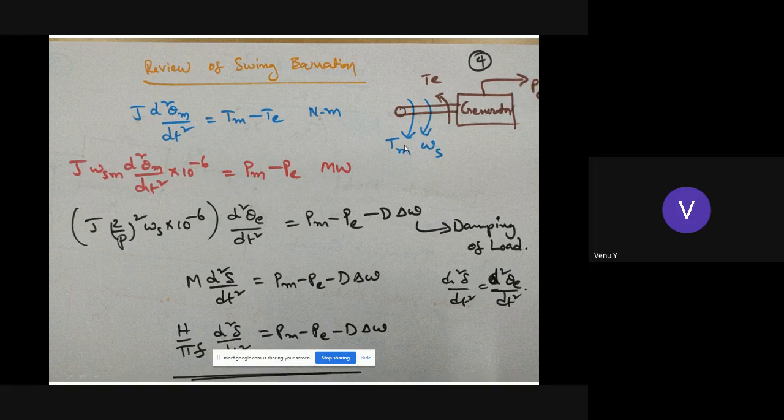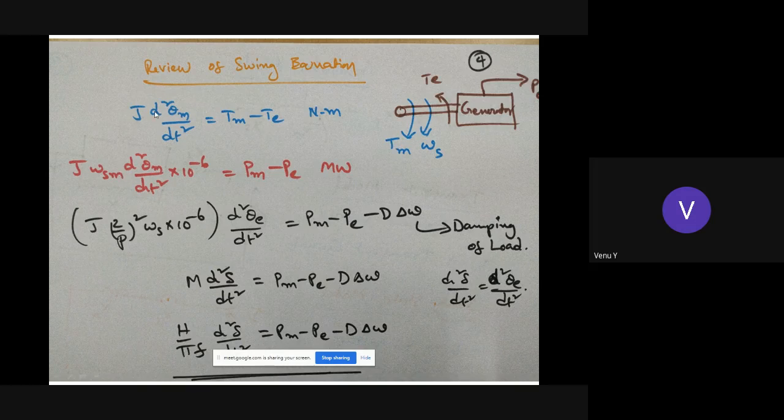Omega is the rated speed, the particular synchronous speed. Tm is rotating in the clockwise direction. Te is opposing Tm, so that opposition is converted into electrical power Pe. Therefore, J, the moment of inertia, times d square theta m by dt square is equal to Tm minus Te. The variation between Tm and Te is converted into electrical power output.